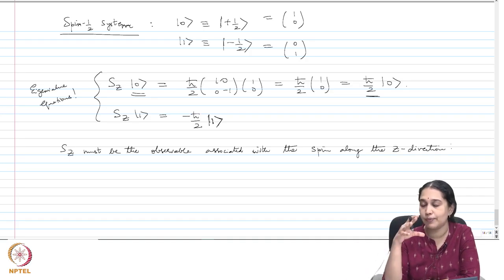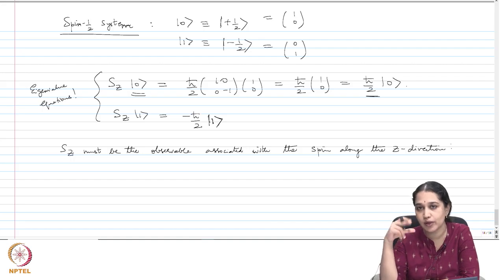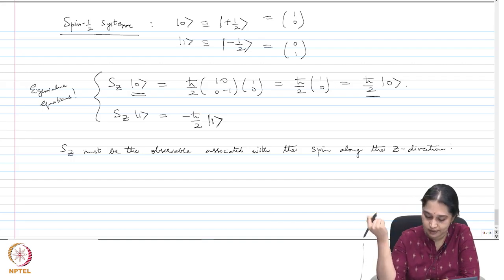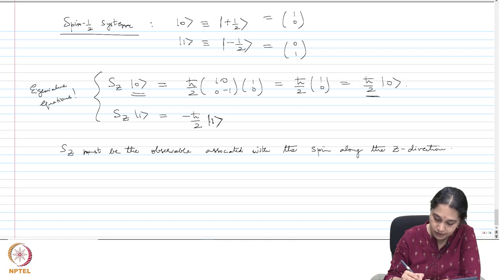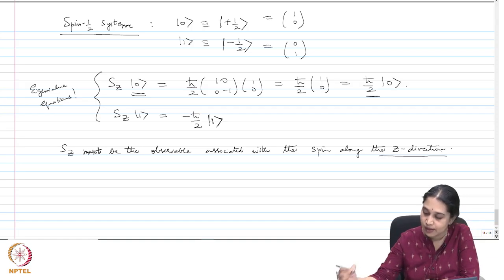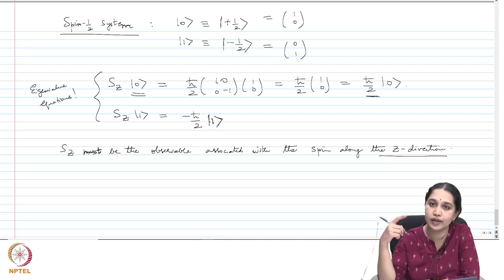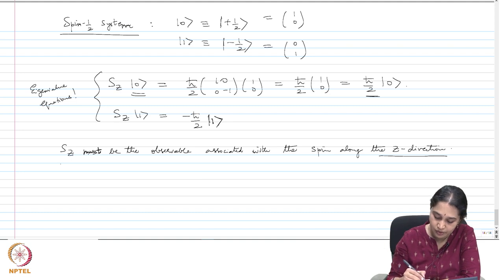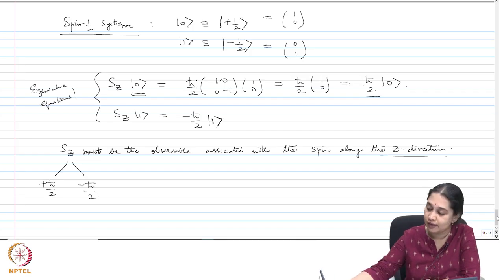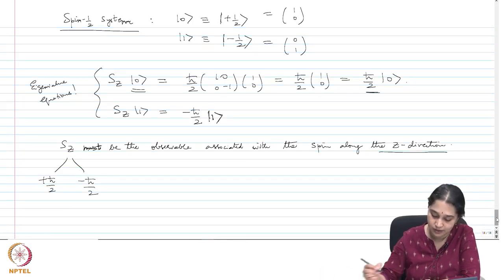Because if you remember, when we map these states to the Bloch sphere, the 0 and 1 were the states along the z axis. So let us say that Sz is the observable associated with the spin along the z direction. The spin along any direction for a spin half particle can take one of two possible values, plus h bar by 2 and minus h bar by 2, and there are definite states associated with these values.